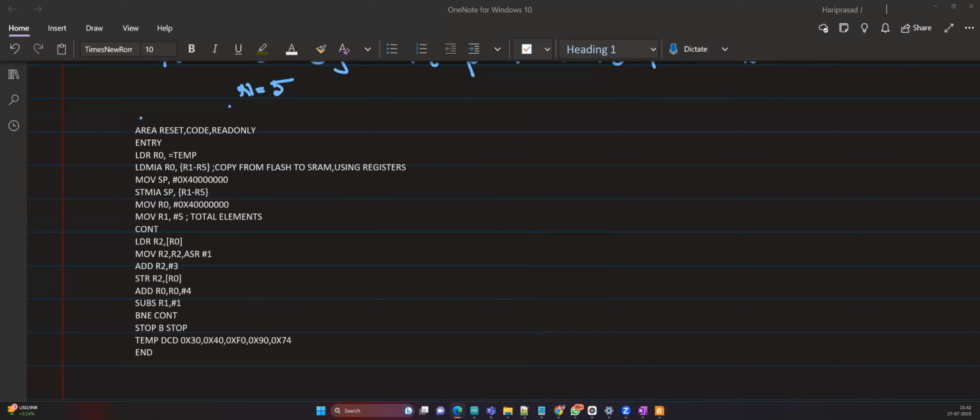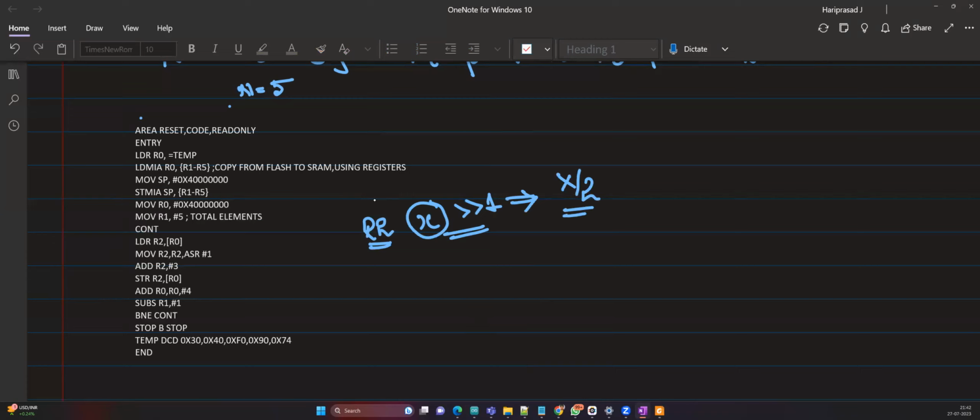Arithmetic shift right, that we discussed, right? Shift right. Why do we shift right? Whenever I shift, R2 contains the value of X. So whenever I shift right by 1 bit, what will happen? Some special functions we discussed, right? It basically divides X by 2. If I shift right by 2, it will divide X by 2 square, that is 4. If I right shift by 3, X by 2 cube, that is X by 8.